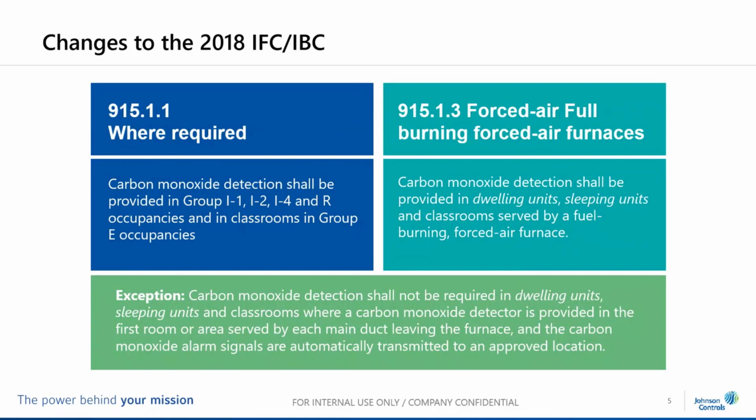So in section 915.1.1, and again, same section if you're in the I-Codes, whether it's the IFC or the IBC, this is where these are required. Some of the changes that have occurred are more changes to enhance occupant safety, providing notification to a responsible party, if you will, of a malfunctioning fuel burning appliance or something like that. And that's where these come into play, right?